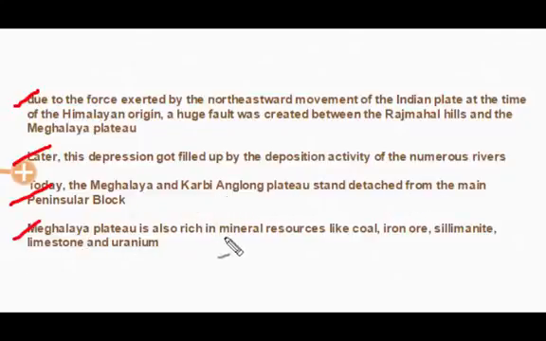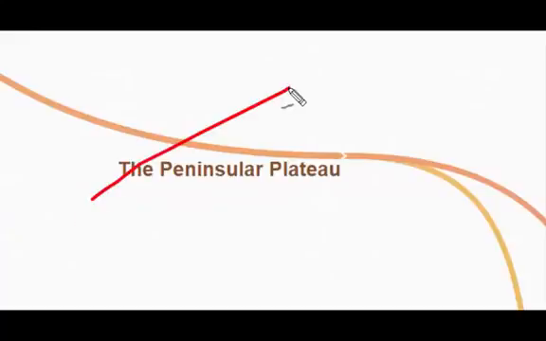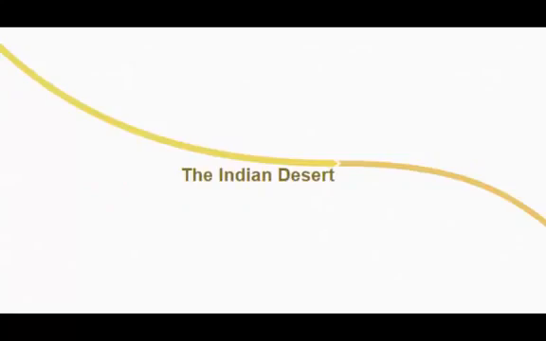Meghalaya Plateau is also rich in mineral resources like coal, iron ore, sillimanite, limestone and uranium. With this, it brings to an end of Peninsula Plateau. Moving on to the next topic, the Indian Desert.